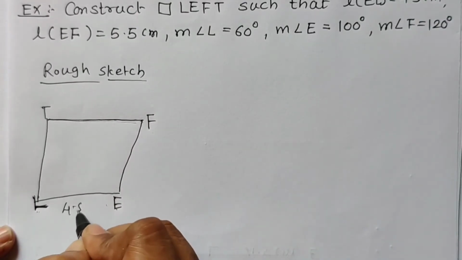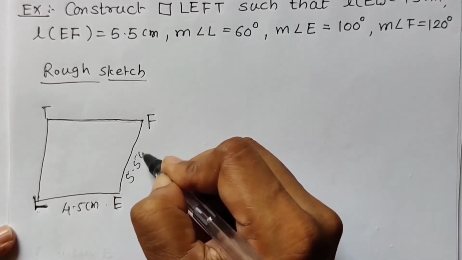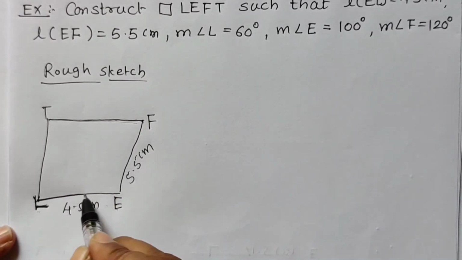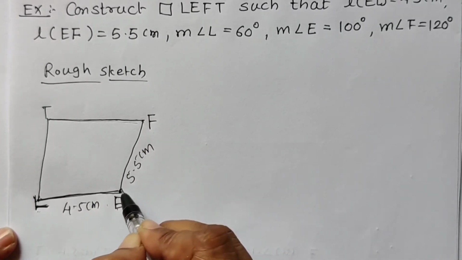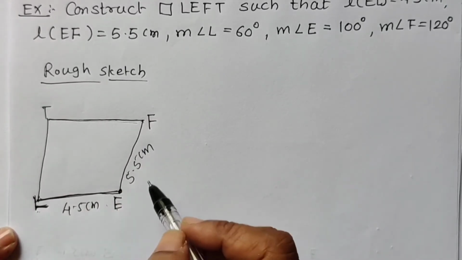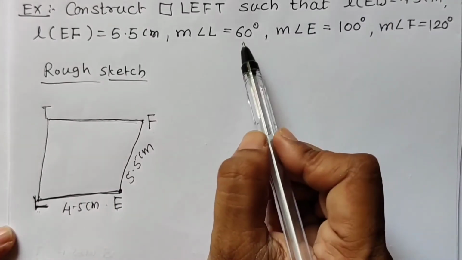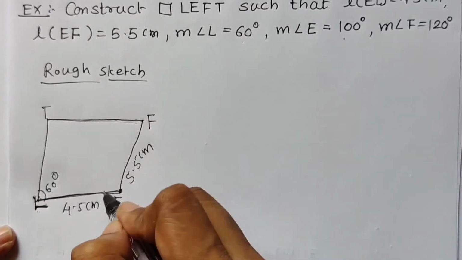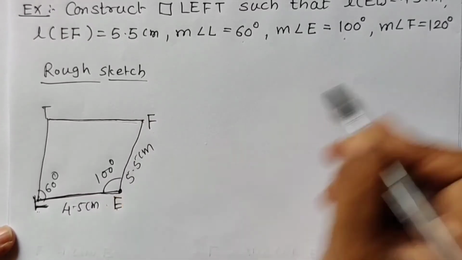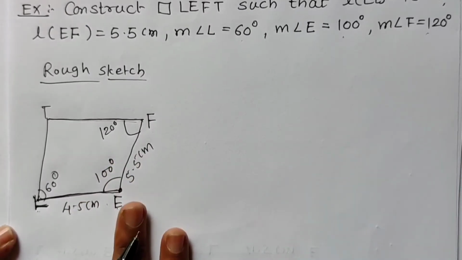It is 4.5 centimeter. EF is 5.5. So these are 2 adjacent sides, LE and EF. They have common vertex E. So these 2 sides are known as adjacent sides. Then 3 angles are given. Angle L is 60 degree, angle E is 100 degree, and angle F is 120 degree. So in this way we have drawn a rough sketch.